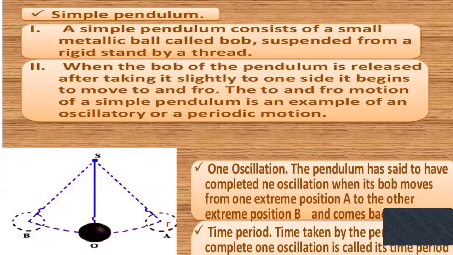And the time taken by the pendulum to complete one oscillation is called the time period of the pendulum. And time period is indicated by the capital T. As the pendulum oscillates to and fro, the maximum displacement of the bob from its mean position on either side is called the amplitude of the pendulum.